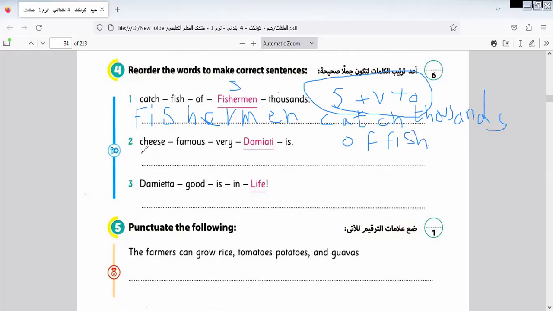Then another one here. She is famous. Domyat is famous. So Domyati cheese is very famous. So it will be here: Domyati cheese is very famous.